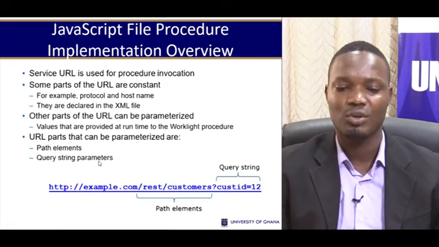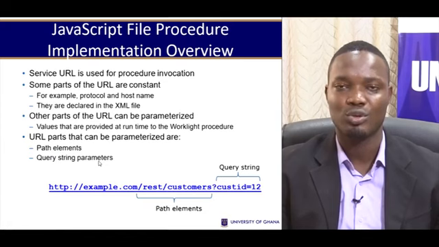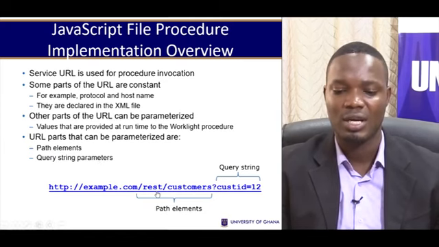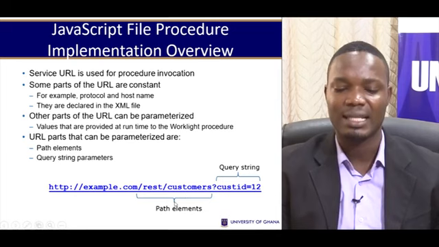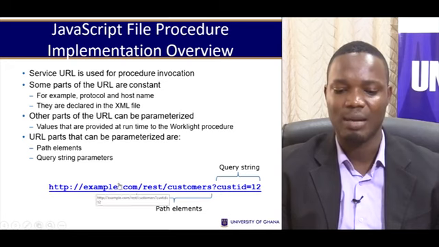Okay, so the URL is used for the invocation data when we want to talk to, let's say, a RESTful service. If you know how a RESTful URL looks, we have the path elements as part of the URL and then the query string. So parts of the URL are constants, like http://example.com, that is going to be constant. So they are declared in the XML file.